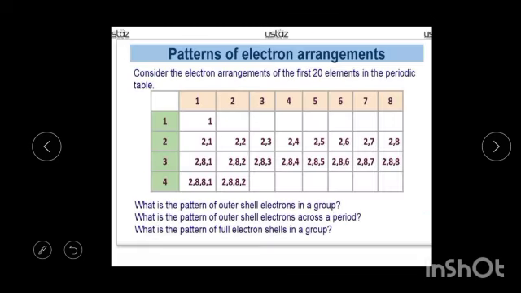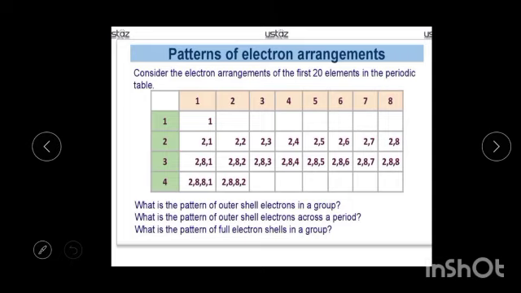So if you check the periodic table, we can see the electronic configuration. There are some patterns of electron arrangement in the periodic table. So let's check with the first 20 elements in the periodic table. And what is the pattern of outer shell electrons in a group?